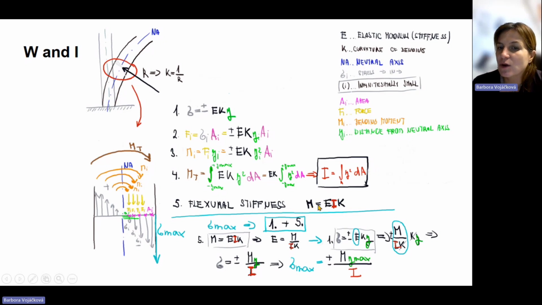When we look at the equation for the stiffness of the trunk, we are interested in how much the trunk can bend, for example, without being permanently destroyed. So we usually use this equation, where we again see the letters: the elastic modulus, the curvature, and the moment of inertia. Now we look at how the moment of inertia is connected to the section modulus.